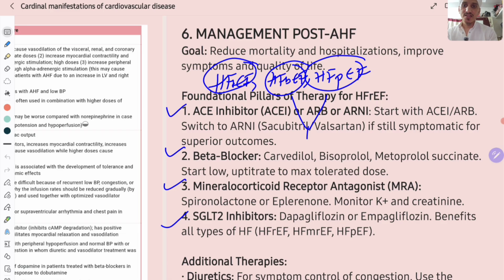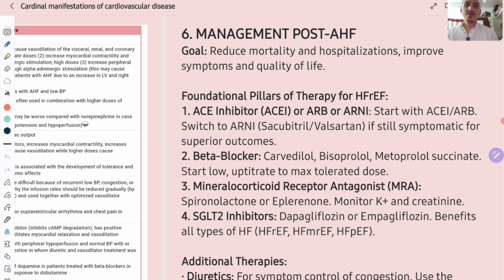This one, and three things. Three things are necessary in these two. In HFrEF, one more thing is MRA. Okay, MRA. Okay. Foundation principles of therapy in HFrEF.